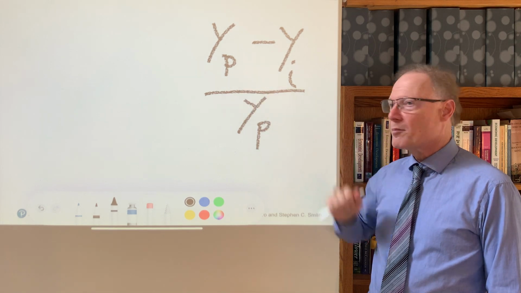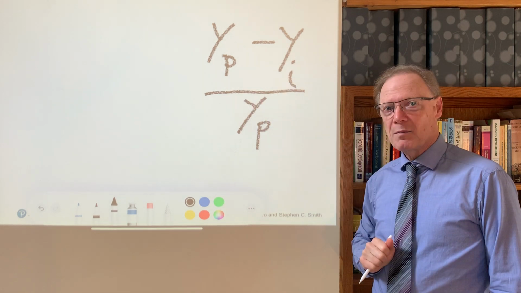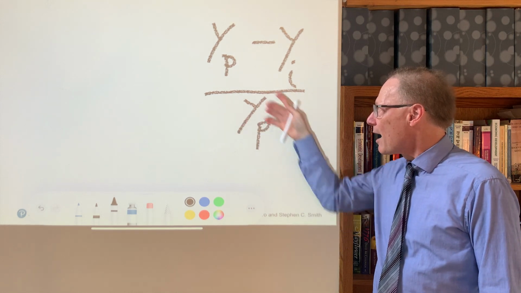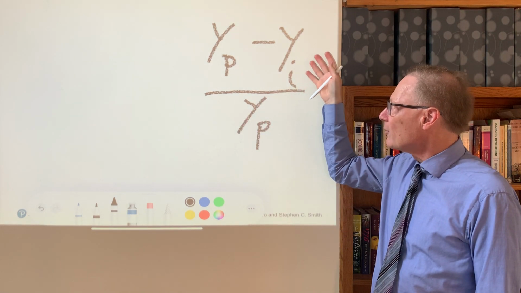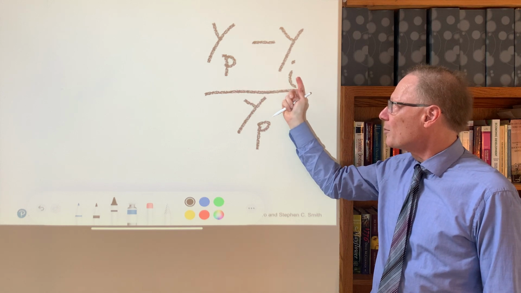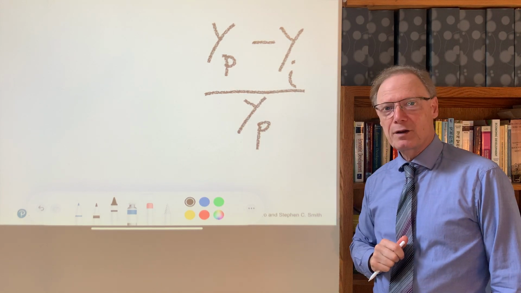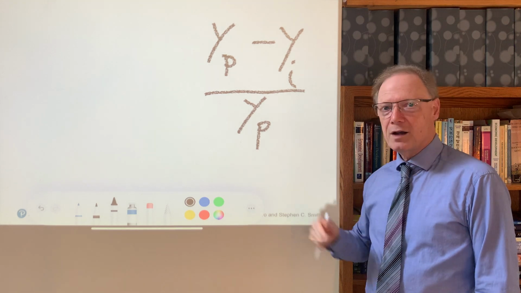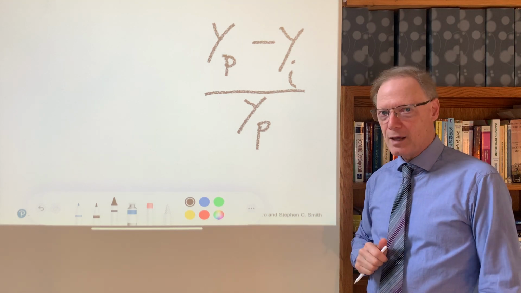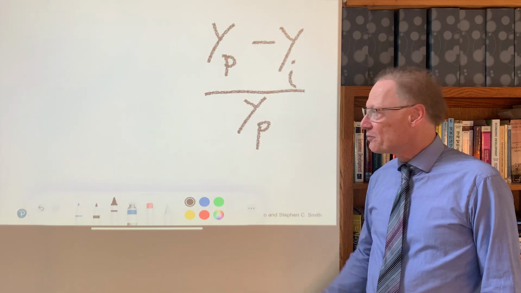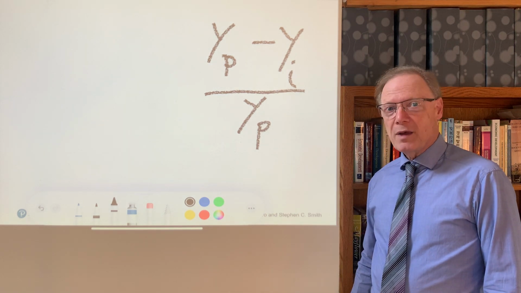We start with the poverty line, we subtract the income of any one person who is poor, i, from the poverty line, and we divide by the poverty line income, such as $1 a day or $1.90 a day, which is the current international extreme poverty line. This is just a starting point.